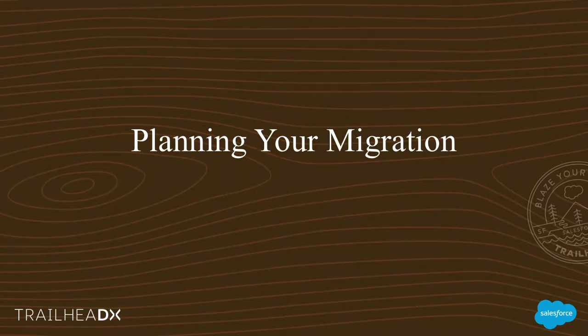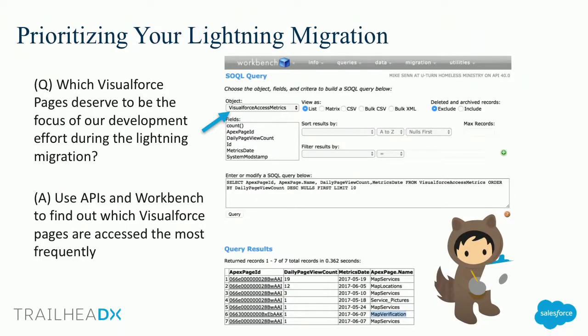Well, as you can see, it's lots of Visualforce pages, and we realized that we need a way to allow you to figure out which Visualforce pages you should focus on migrating first, which ones are the most important to your users. So what we've done is create a new access metric called Visualforce Access Metric. What this does is keep track of how many page hits your Visualforce page has received on a given day.